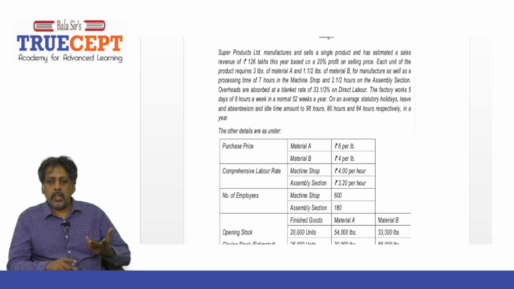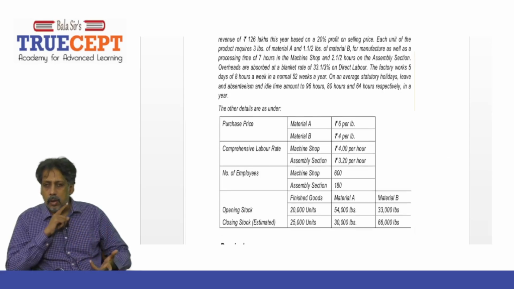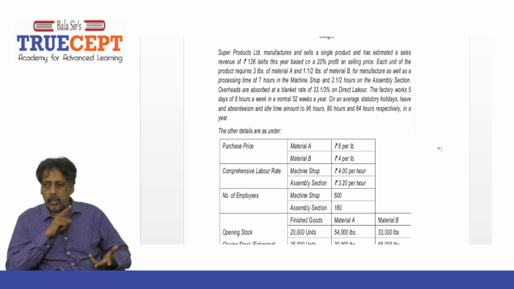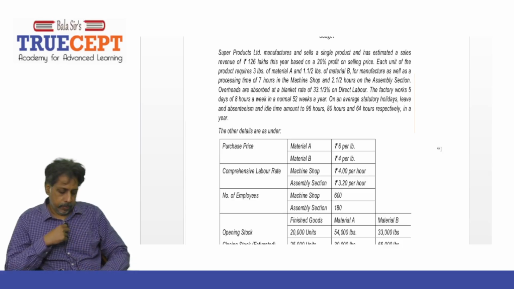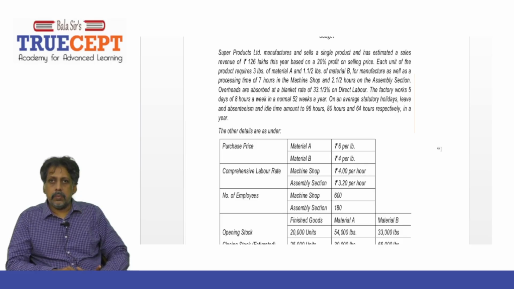Okay, so guys, let us go ahead and take on the first example under functional budgets. Let's go through this example. Super Products Limited manufactures and sells a single product and has estimated a sales revenue of rupees 120 lakhs this year based on 20% profit on selling price.